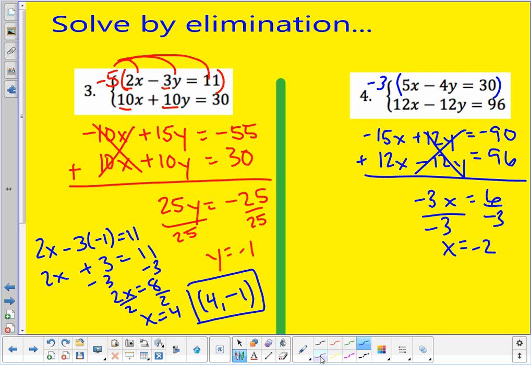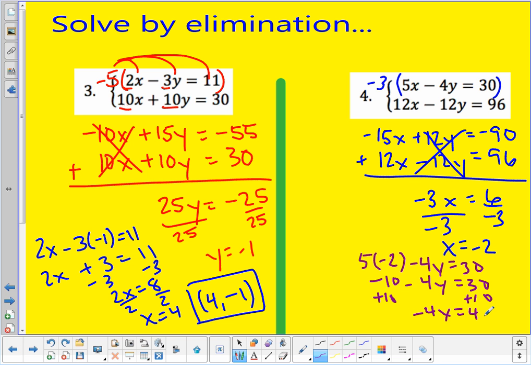Plugging that back in. 5 times negative 2. Oops, not negative 12. Negative 2, there we go, minus 4y is equal to 30. That's negative 10 minus 4y. Adding 10, I have negative 4y is equal to 40. And dividing by negative 4, I get y is equal to negative 10. So my solution there, negative 2, negative 10.